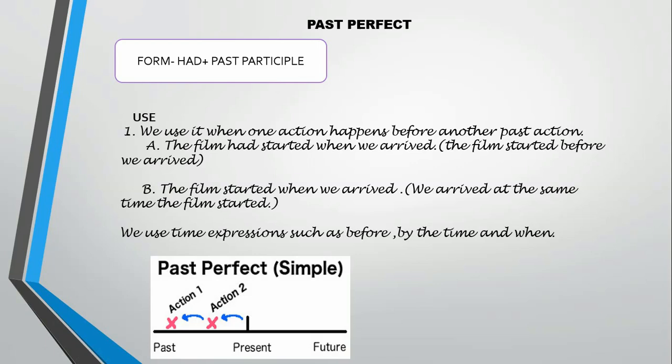Now, where do we use this past perfect tense? When two actions take place in the past, and the one that is already completed has taken place earlier than the recent action. For the earlier action, we are going to use past perfect tense, and for the most recent one, we are going to use simple past tense. I'll give you an example. The film had started when we arrived.